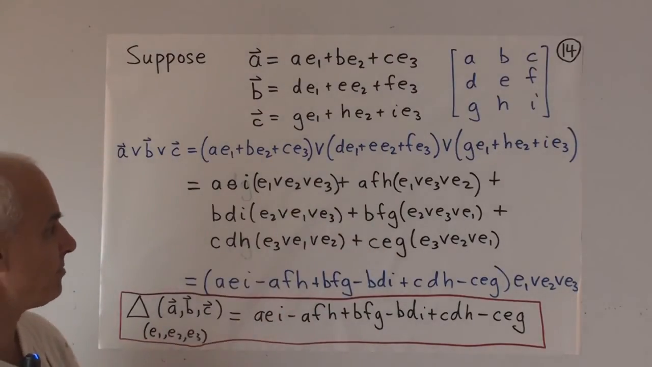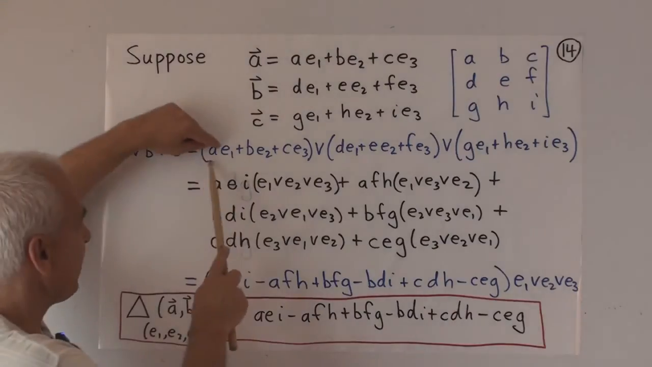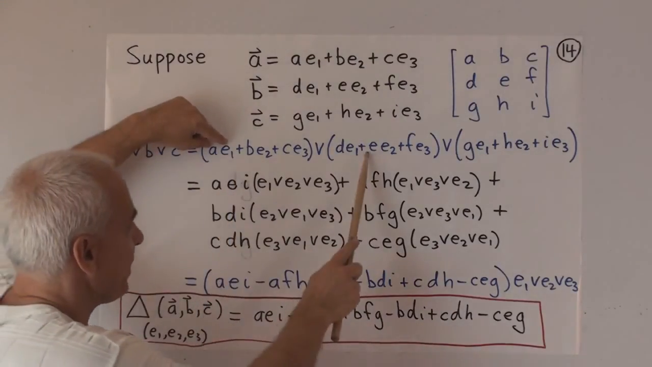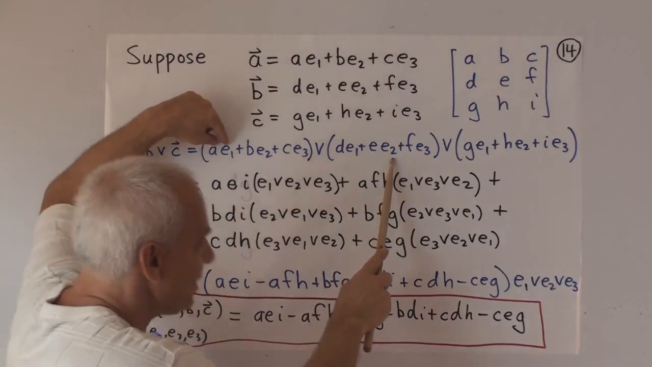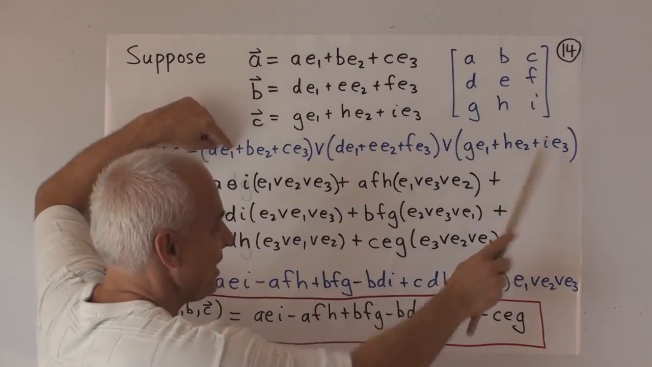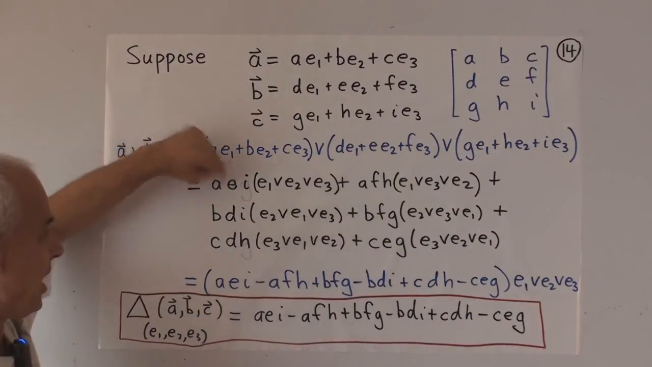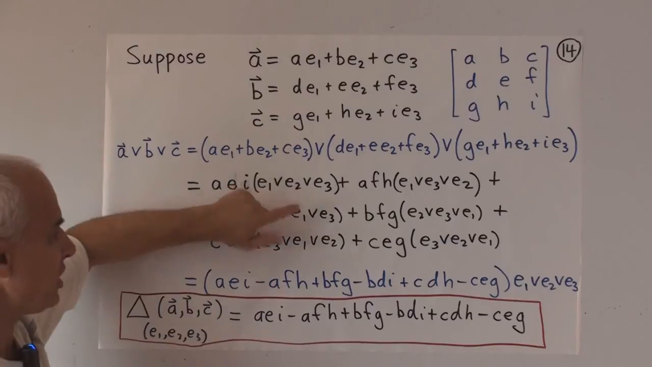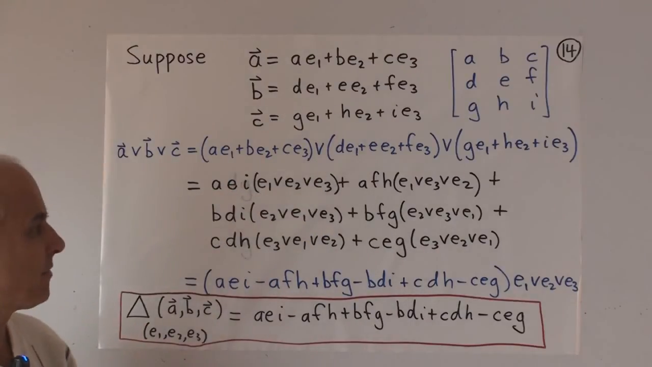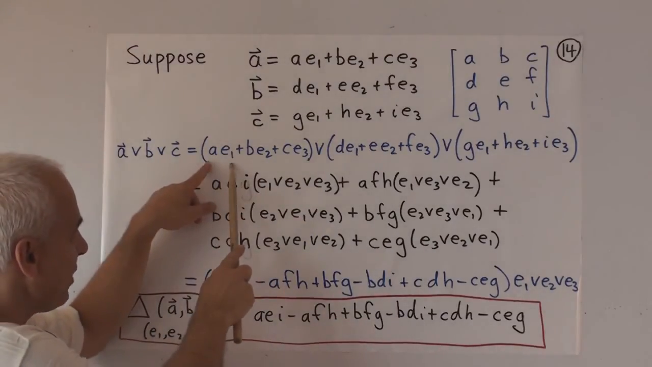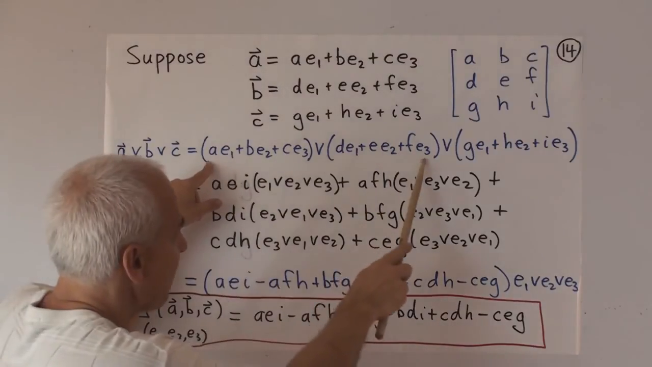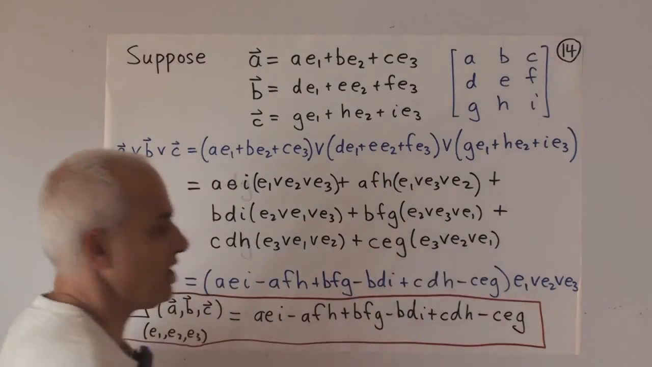And there are 6 of them. For example, you could take this A E1 followed by this E2 followed by this I E3. That would give you A E I times E1 wedge E2 wedge E3. Or you could take this one here, A E1, times this F E3 times this H E2.